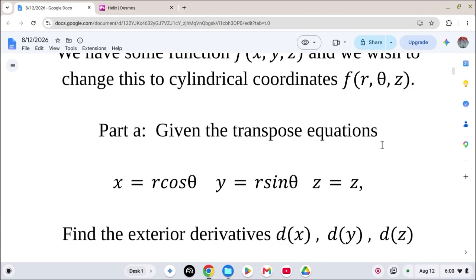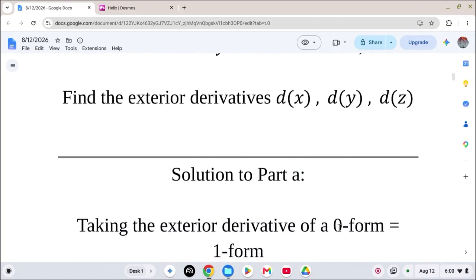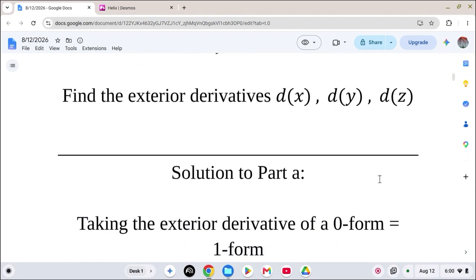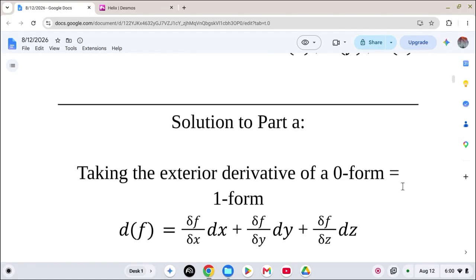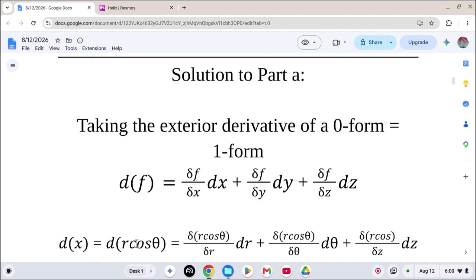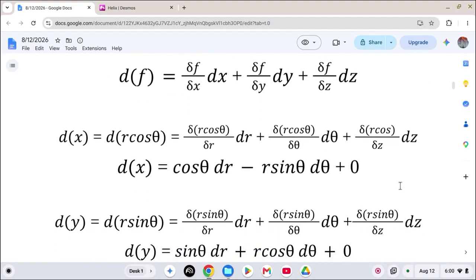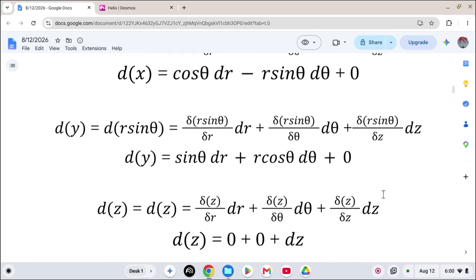Okay, here comes the solution. Taking the exterior derivative of zero forms equals a one form. So we know how to do that. We just get partial fx dx, partial fy dy, partial fz dz. So we just want to plug in what our function is. And the first one is r cosine theta. So we take these partial derivatives and we get that. Then we do it with y and we get that. And we do it with z, and that's just dz, right?